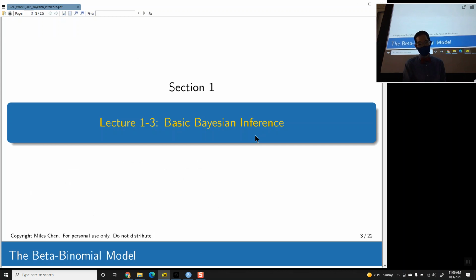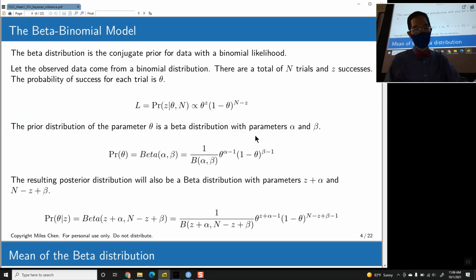All right, so in today's lecture, we are going to take a look at basic Bayesian inference. Once we've guessed some parameters, or figured out the posterior distribution, how can we do some inference? How can we answer questions related to that?